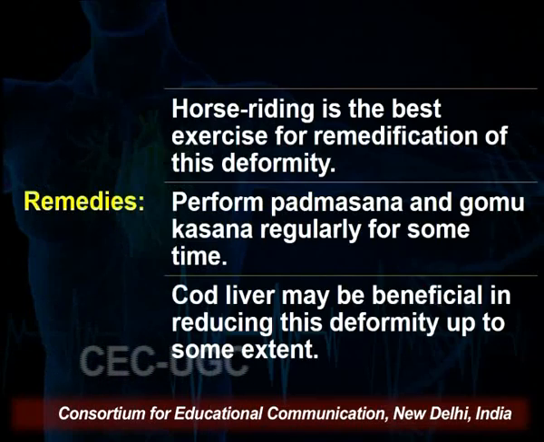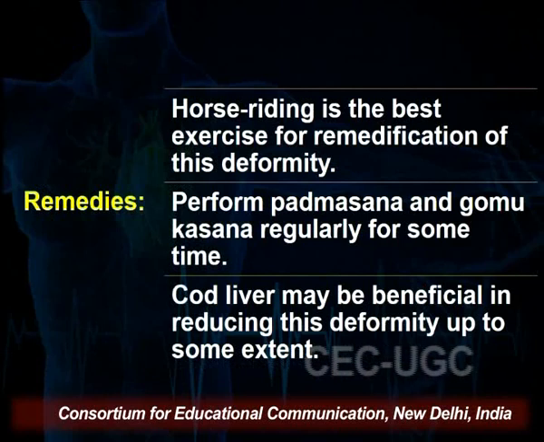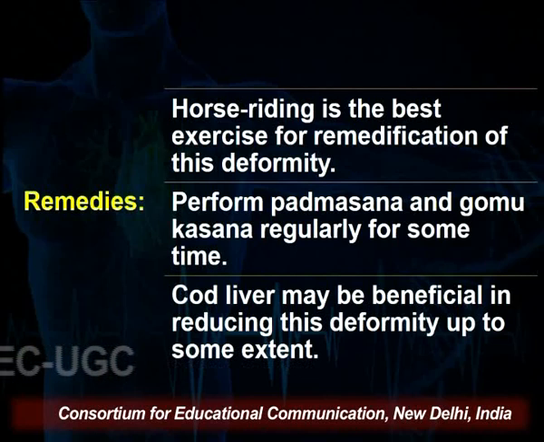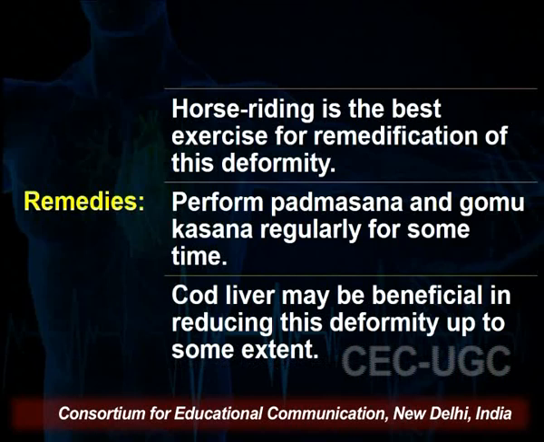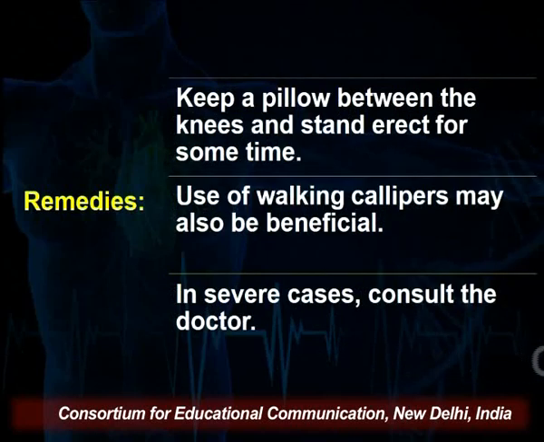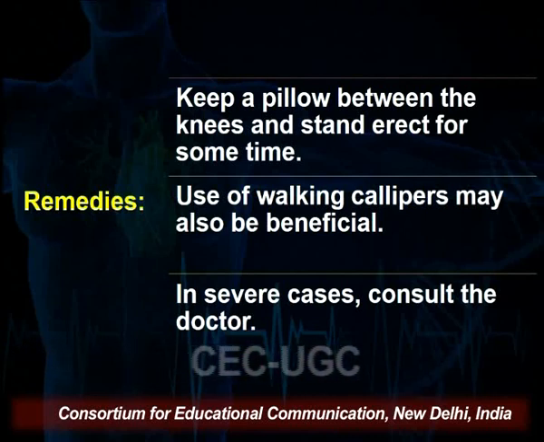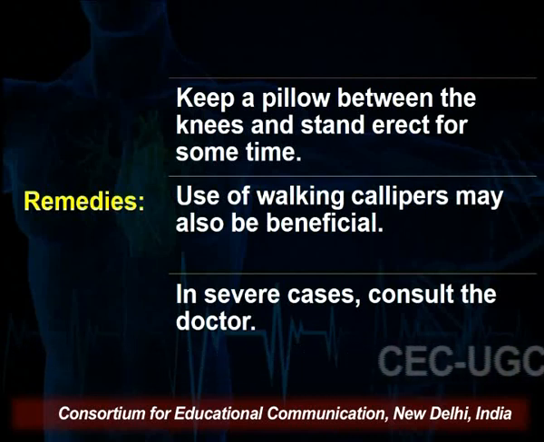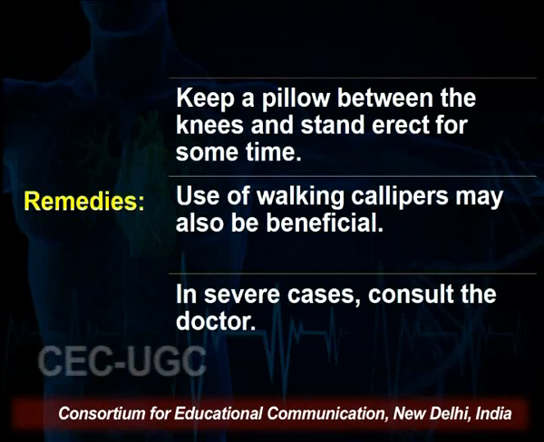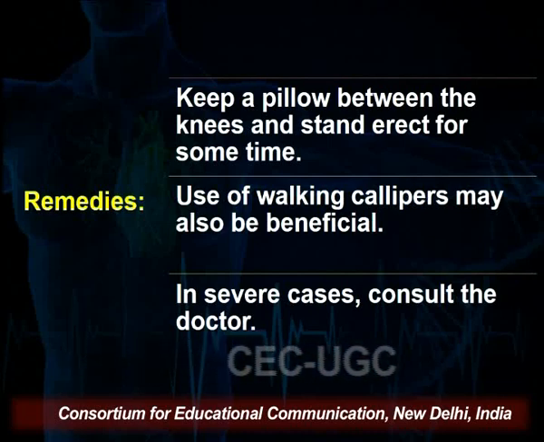So remedial exercises are: horse riding is the best exercise for remediation of this deformity. Perform Padmasana and Gomukh Asana regularly for some time. Cord lever may be beneficial in reducing this deformity to some extent. Keep a pillow between the knees and stand erect for some time. Use of walking calipers may also be beneficial. In severe cases, you should consult the doctor.